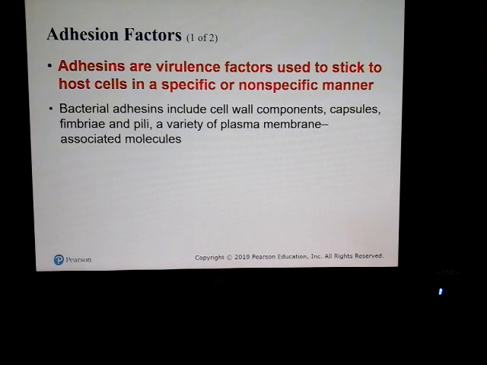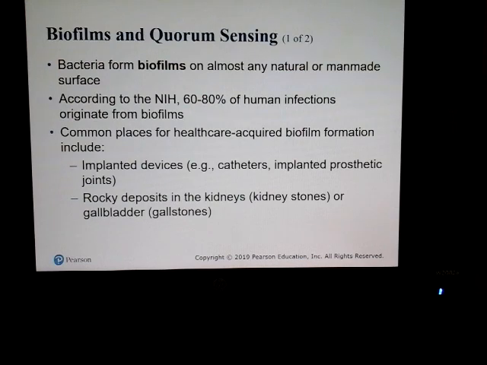So, a very important part of establishing an infection is that the pathogen has to be able to adhere. So, the term adhesins are used because those are virulence factors used to stick to host cells in a specific or non-specific manner. So there's different types of things that could be included in that: capsules, fimbriae, pili, etc. These are all ways that microbes can stick to us.